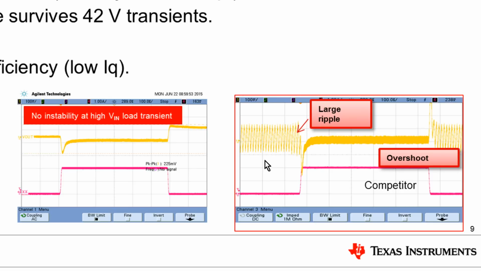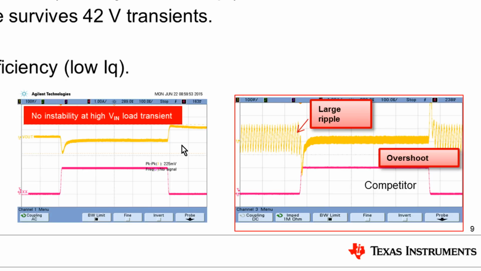What you can see is, because at high input voltage the minimum on time is reached, the competitor device performs really poorly, and just a moment ago we were talking about it. You can see very high ripple. Even more problematic is the transient from high load to no load, and you can see this overshoot which can kill other systems connected to the output of this DC-DC converter.